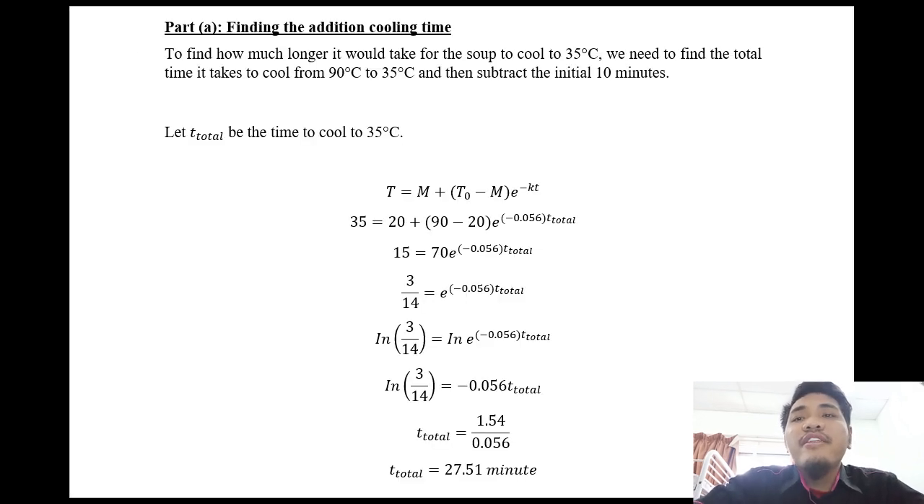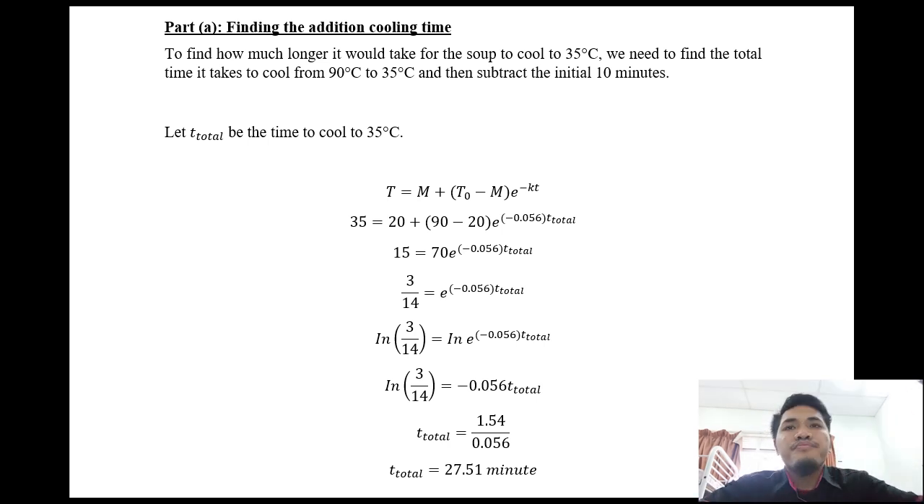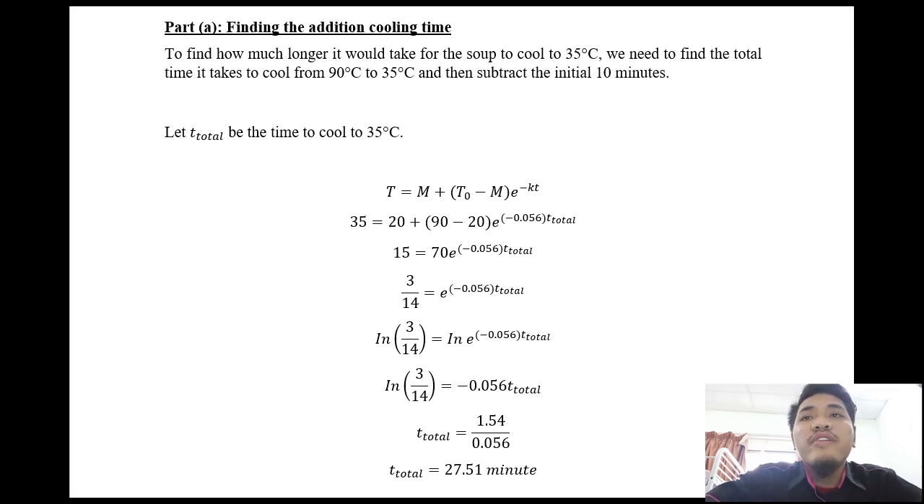After that, we can solve the solution A, which is how much longer will it take the soup to cool to 35 Celsius. So the question wants us to know how much longer it will take for the soup to cool to 35 Celsius. So we need to find the total time it takes to cool from 90 to 35 and then subtract the initial 10 minutes. So let T total be the time to cool to 35.